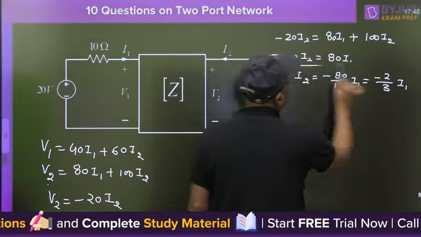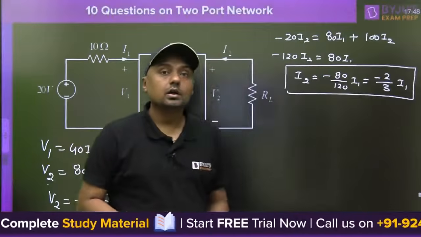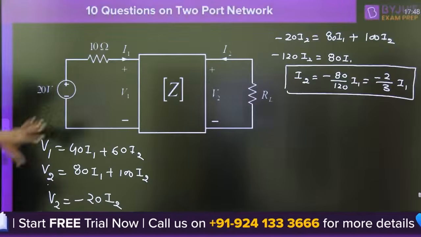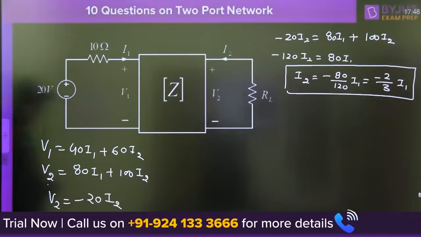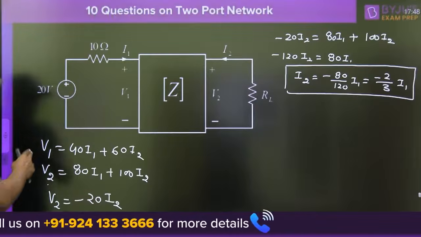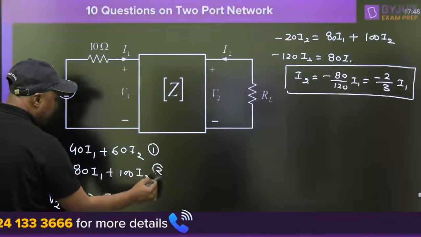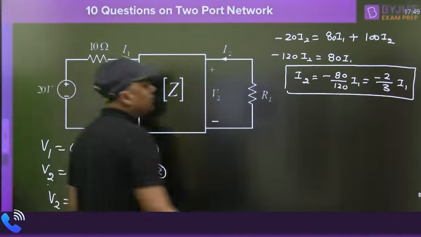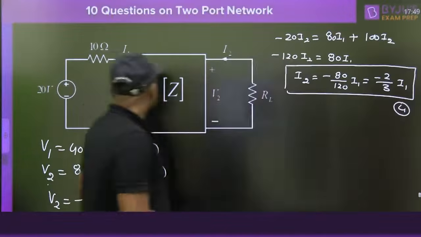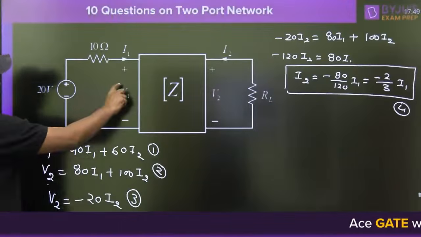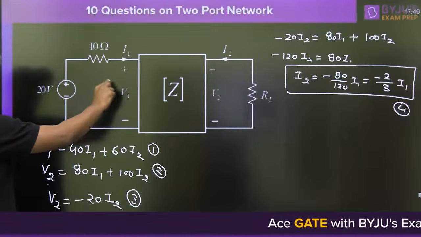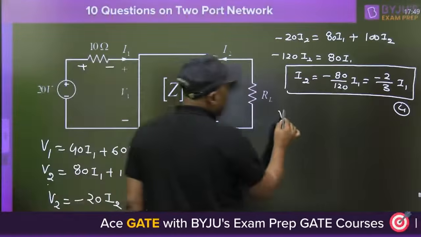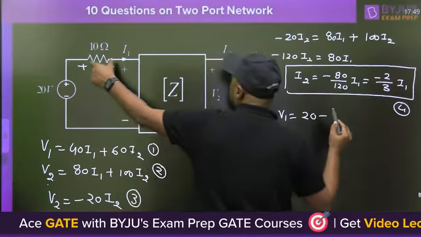2 by 3 I1. Now you have to find the I1. Now how can we find the I1? That is the question on black box. Now the 20 volt battery is given, and if you want to find the I1, from equation number 1 you can find the I1, that is equation number 4. Remember, what is the V1? V1 is given by 20 minus the drop across this resistor: V1 is equal to 20 minus 10 times I1.